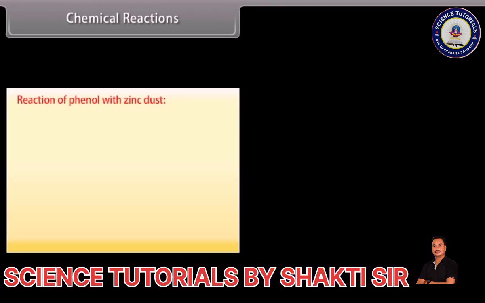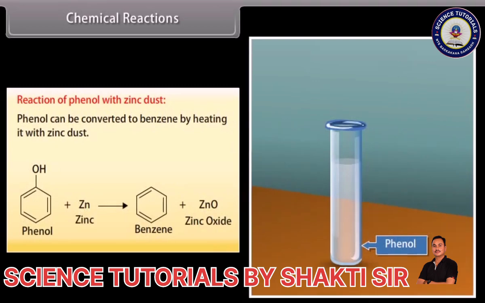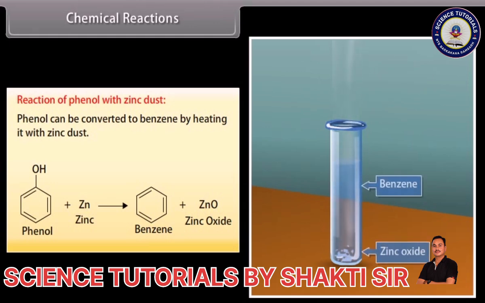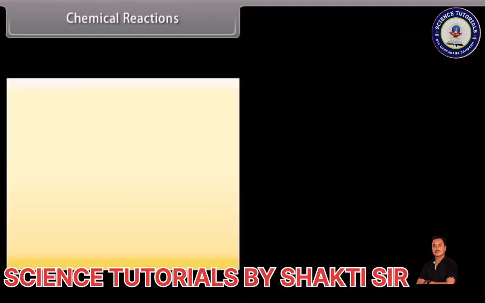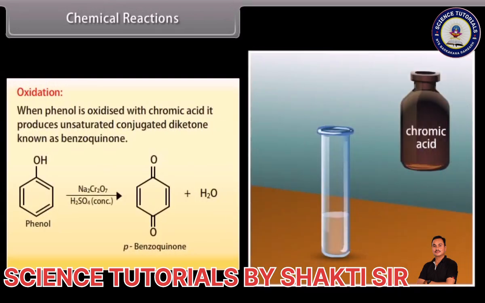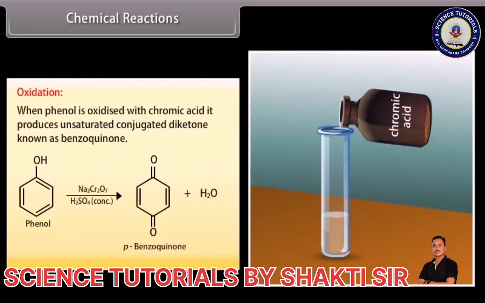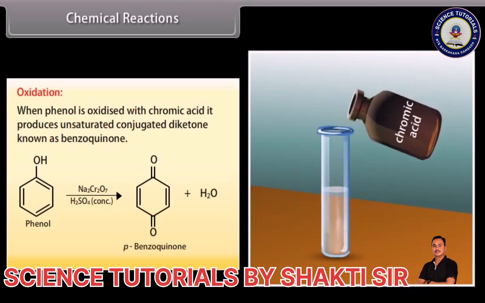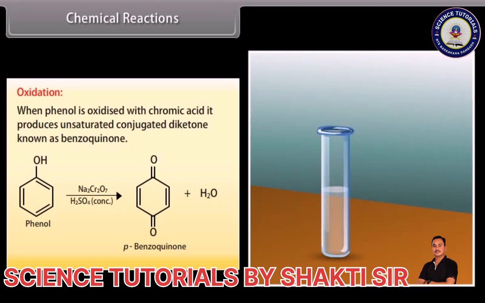Reaction of phenol with zinc dust. Phenol can be converted to benzene by heating it with zinc dust. Oxidation. When phenol is oxidized with chromic acid, it produces an unsaturated conjugated dione known as benzoquinone.